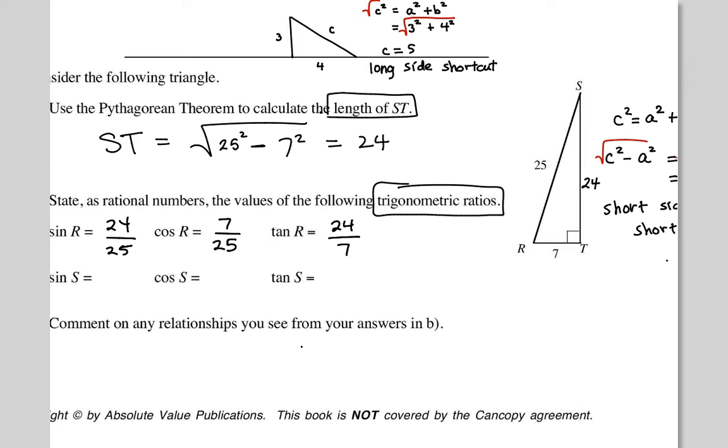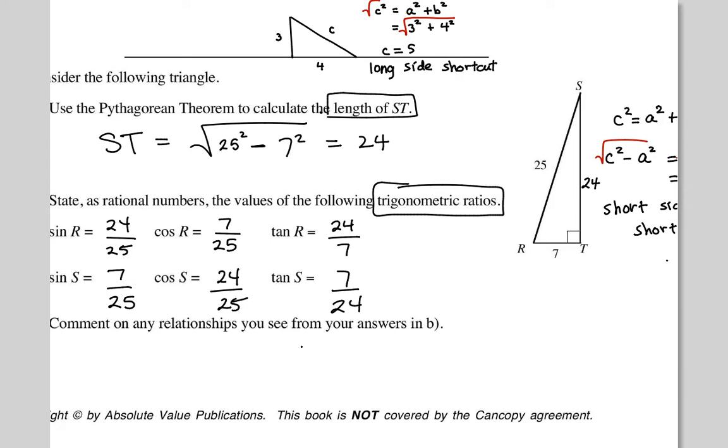Okay, let's jump to angle S. Sine S would be 7 over 25. Cos S would be, yeah, 24 over 25. They switch. And tangent S, opposite over adjacent, 7 over 24.